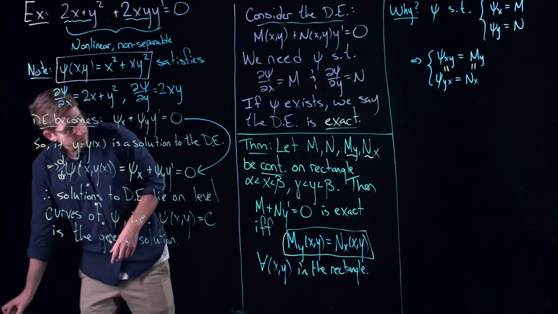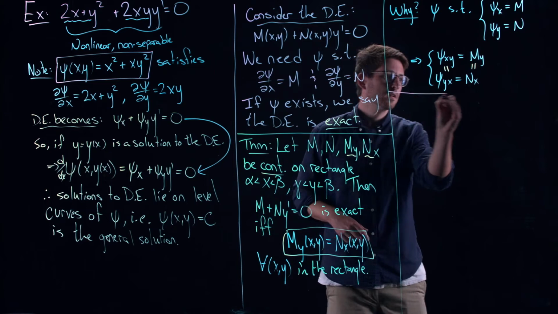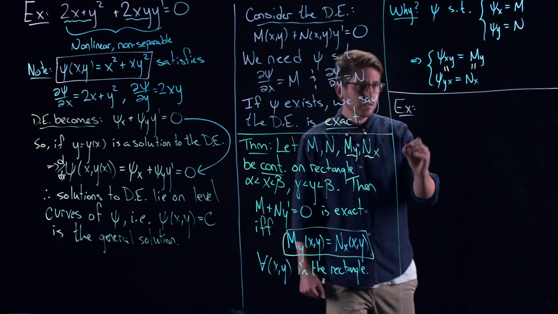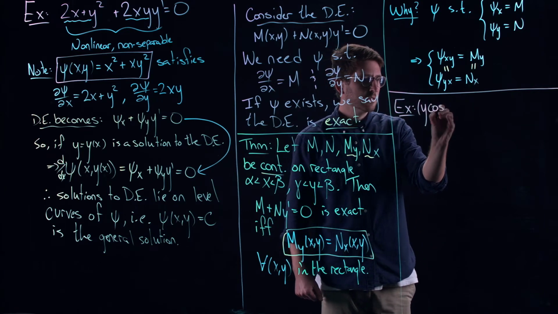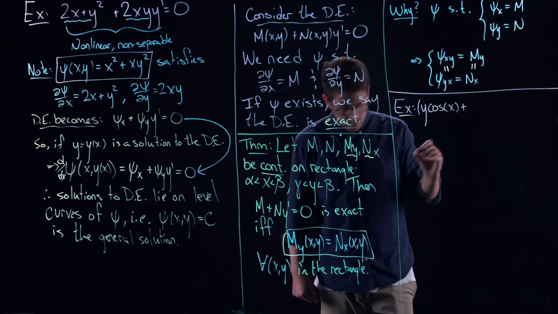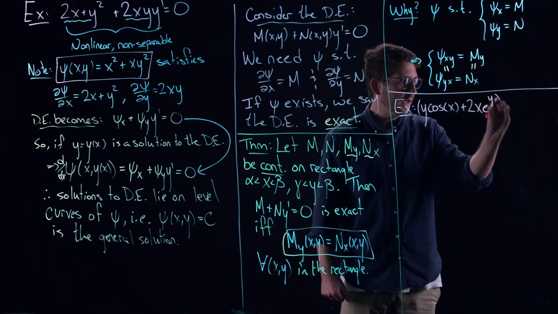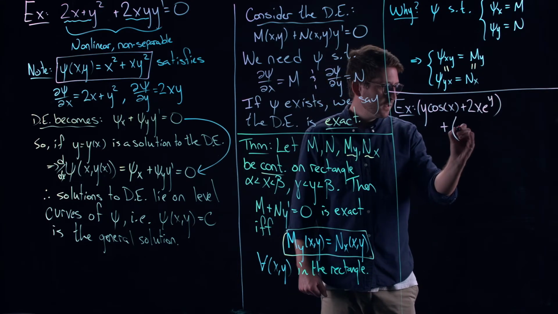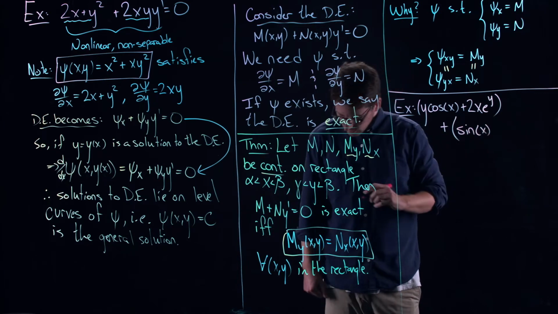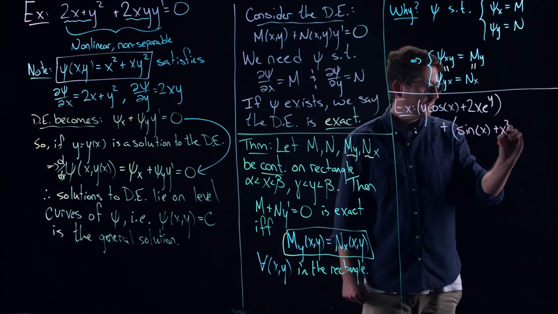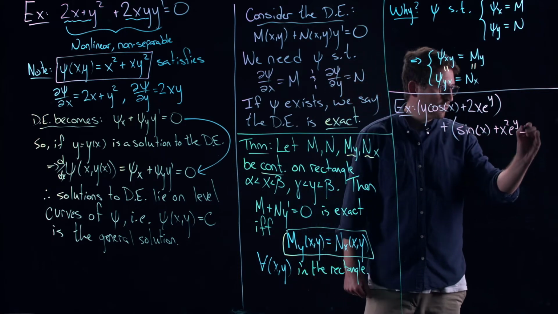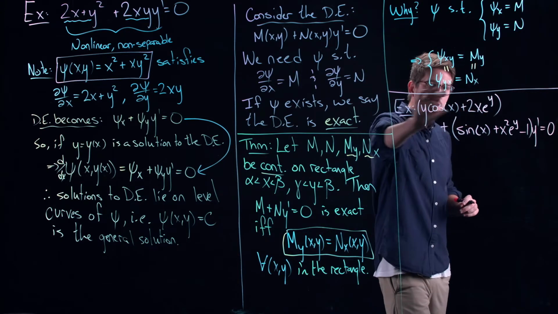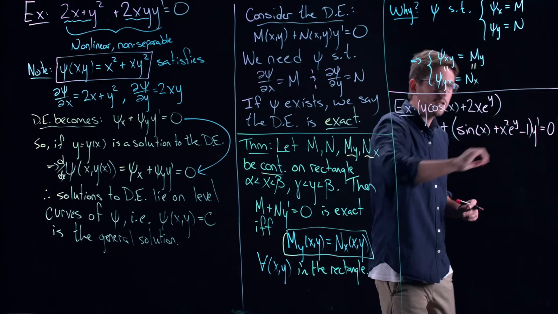Okay, let's do an example. Let's actually see this in practice. So let's say, example here, let's do y cos x plus 2x e^y plus, now that's going to be my M term, sin x, and then plus x squared e^y minus 1, y prime is equal to 0. Okay, so M term right here, N term right here.